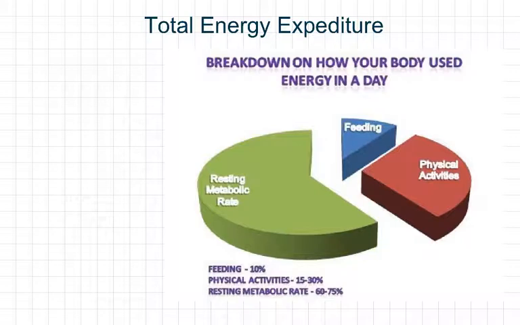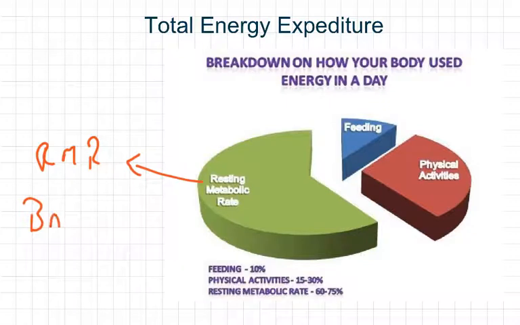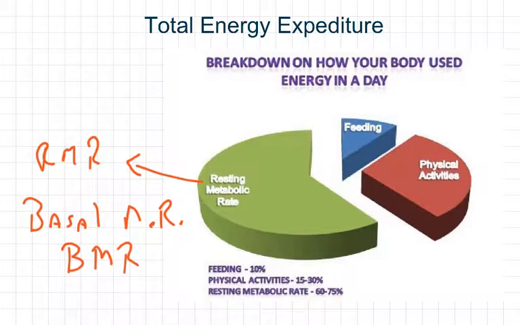The first being what we call the resting metabolic rate, or RMR for short. Also, our textbook calls it the basal metabolic rate, also known as BMR for short. And these two terms, resting metabolic rate and basal metabolic rate, are used interchangeably. The next category is termed here as feeding, also known as the thermogenic effect of food. And essentially, this is the amount of calories needed for the body to break down food.